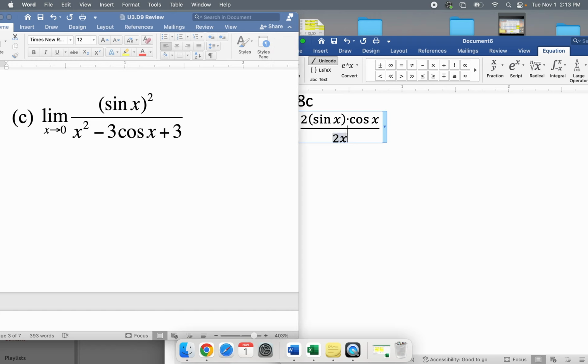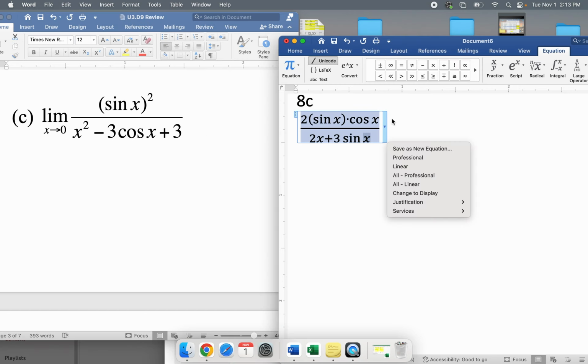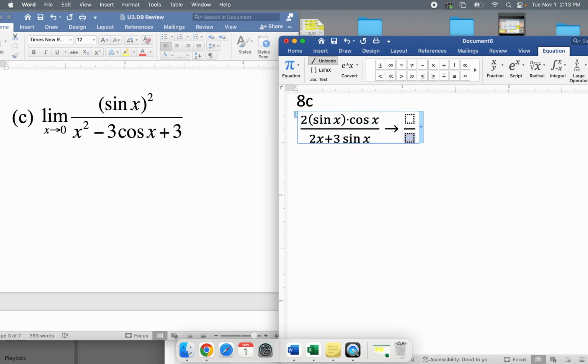Let's think. Derivative of cosine is negative sine. This term's already negative, so it's actually going to become positive when I take the derivative, and then derivative of 3 is 0. So, okay, there's the derivative. Now, let's try plugging in 0 again. So I get, okay, the top is 0 because sine of 0 is 0. And the bottom is also 0. Oh, God. Okay, fine.